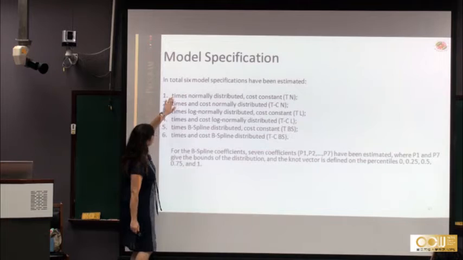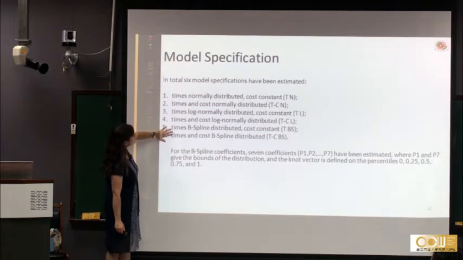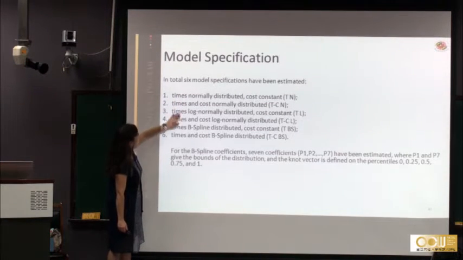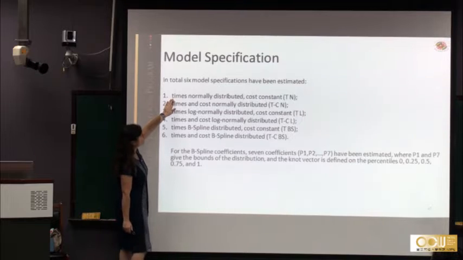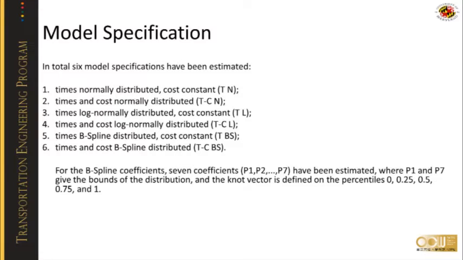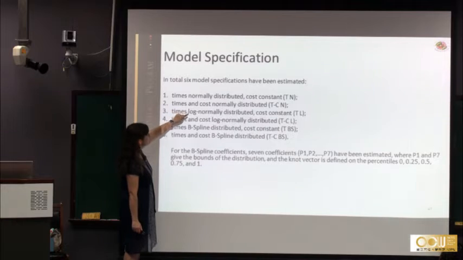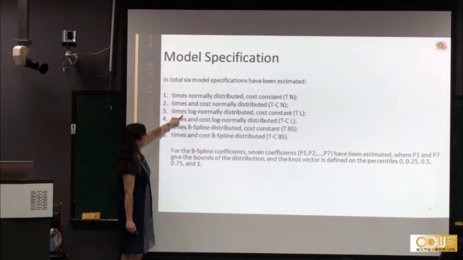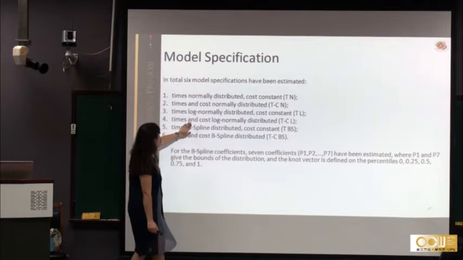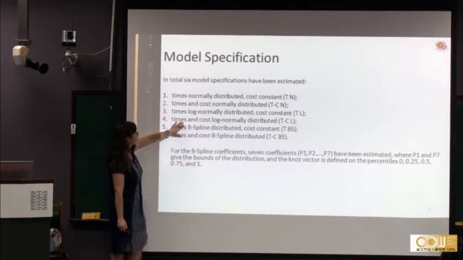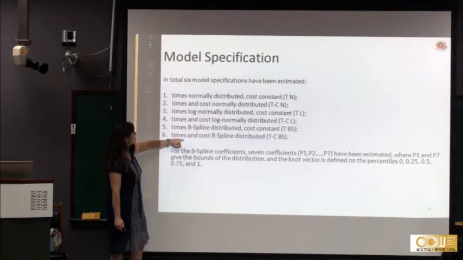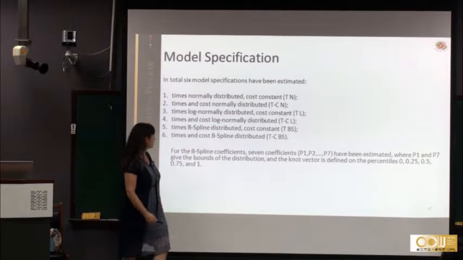So what we did, we had 6 combinations, and in particular, we were analyzing time and cost. So we had the time and cost normally distributed and cost constant, time and cost normally distributed, time log normally distributed and cost constant, time and cost log normally, and then we had the B-spline on time and on time and cost.